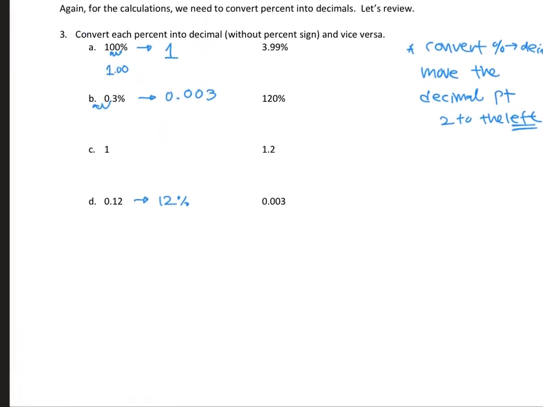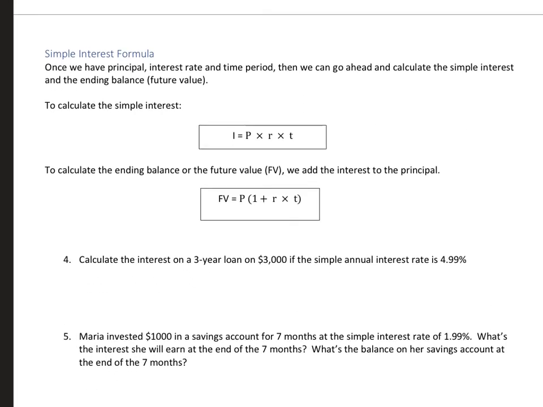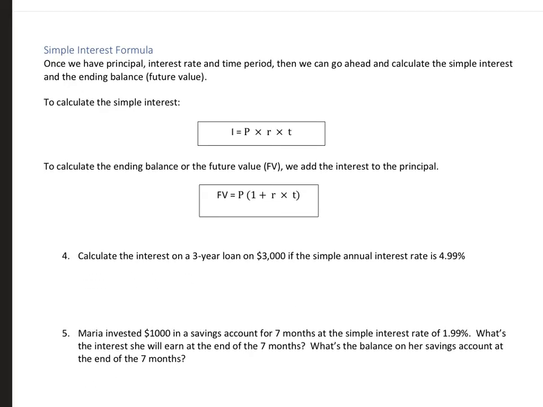All right, so if you're done with number 3, let's meet back at number 4 here. So once we have principal, interest rate, and time period, so these are the 3 factors we talked about, then we can go ahead and calculate the simple interest. And the ending balance, we'll talk about that too. So to calculate simple interest, basically interest, I, equals P, principal, times R, interest rate, times T. Maybe I should write that down here. So this is interest, this is principal, interest rate, and there's time.